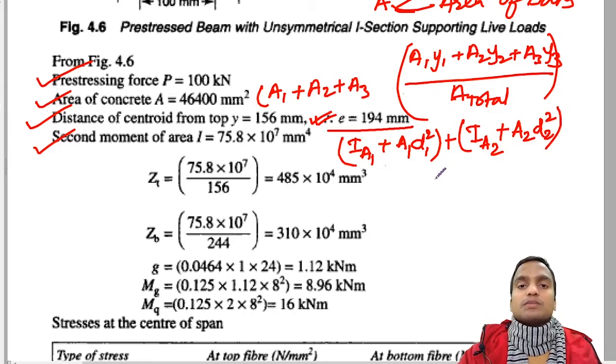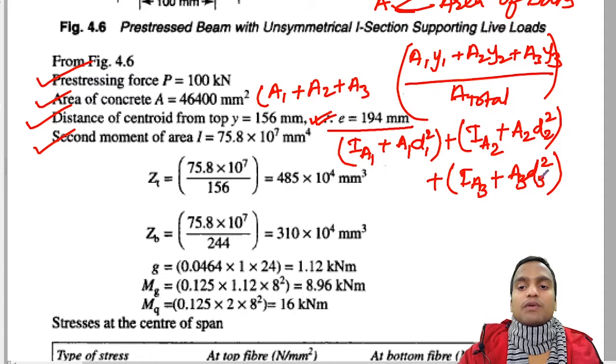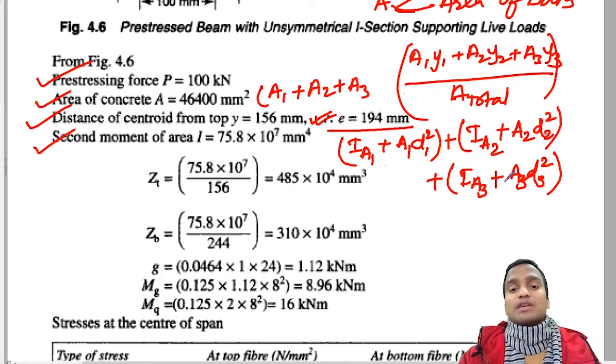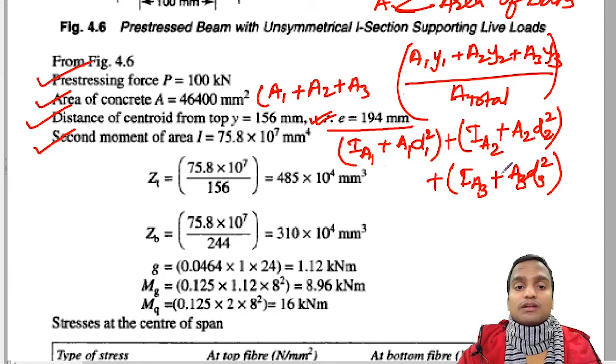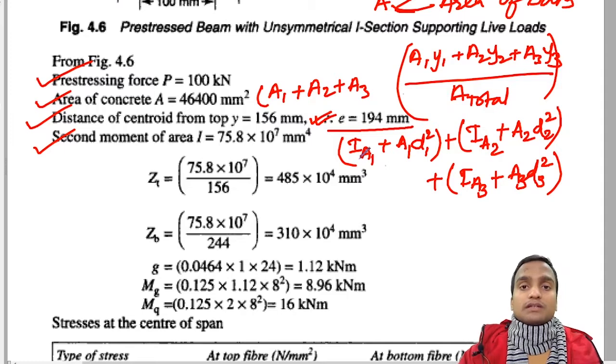All this I am doing is based on the parallel axis theorem. Okay, for each of the three areas I have to do this, A3 D3 square. And what is this D1, D2, D3? D1, D2, D3 is the distance between the centroid of the areas and the centroid of the complete section, or the axis along which we are calculating the moment of inertia. Okay, so this we have to do. This is a lengthy calculation, but once we do it, the rest of the calculation becomes very easy.